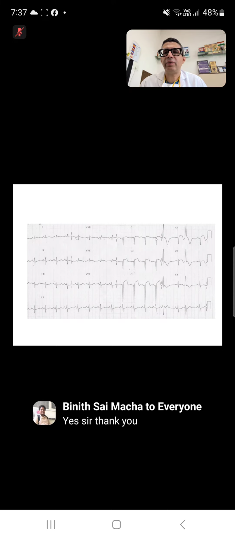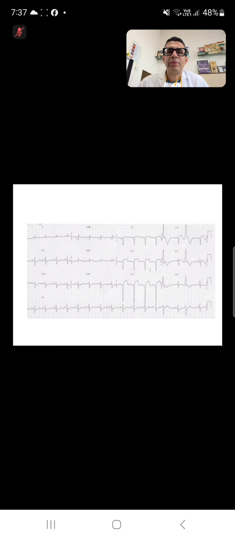Okay, so we'll move on with this. So there is one ID, which is SIR. Can you just identify yourself and help us in reading this ECG?